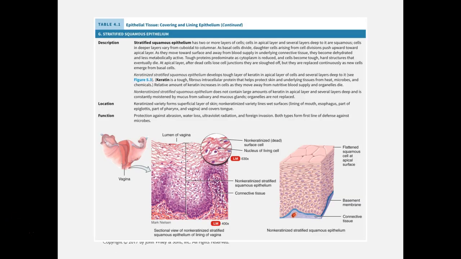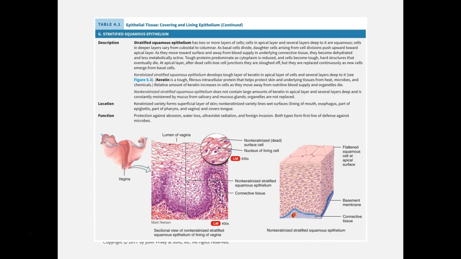All right, so we looked at simple layers of epithelial. Remember, simple was simply one layer. So now we're going to move into looking at stratified epithelial tissues. Again, just to remind you, stratified means more than one layer. So stratified squamous epithelial. What does that tell you? More than one layer of flat epithelial cells.